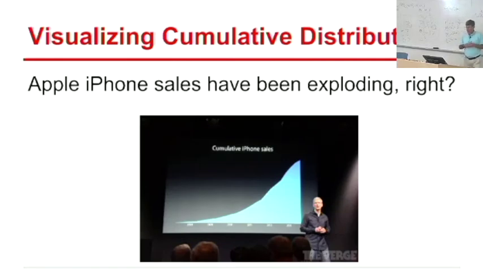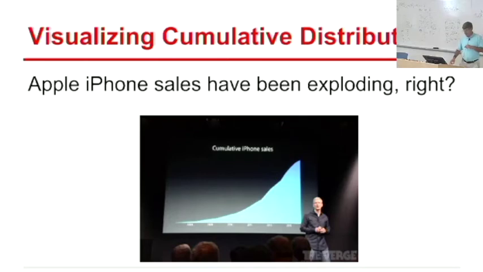One thing about cumulative distributions, generally speaking, PDFs are easier for humans to read. They have the same information, but PDFs generally are easier for people to read. As an example, this shows Tim Cook confidently standing, announcing iPhone sales. What does it look like iPhone sales have done lately? It looks to me like they're exploding. That's what he's trying to show you, right?